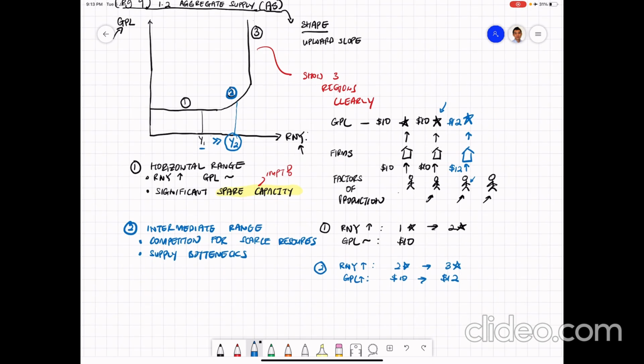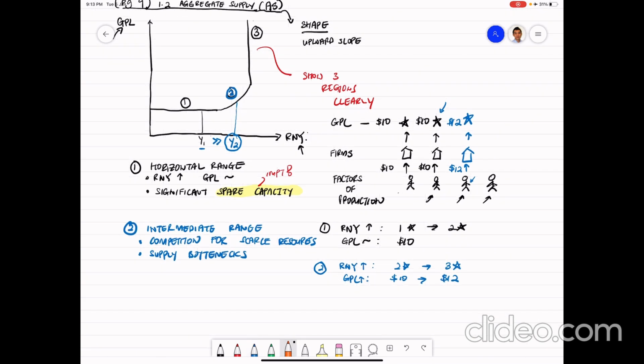Okay, let's go to the next, the most controversial portion, which is region 3. Region 3 is also known as the vertical range. Right. So what is happening here? In the vertical range, there is no increase in real national income, but there is an increase in the general price level only. Okay, so what's actually happening?